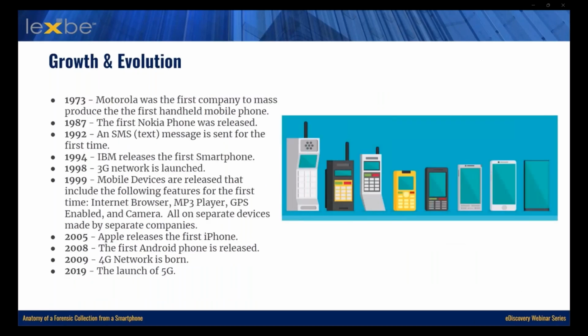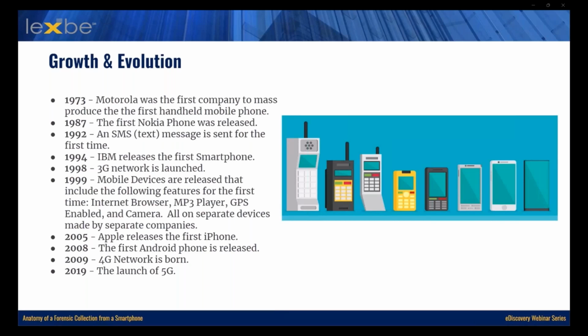So a little bit of background on phones themselves. 1973 was when Motorola was the first company to mass produce the first handheld mobile phone. It was far from a smartphone. We could only make calls. That's it. But it was a big leap in technology at the time. In 1987, the first Nokia phone was released. And we all know Nokias are very known for their indestructibility. So there may still be some Nokias from '87 lying around somewhere. In 1992 is when a text message or SMS message is sent for the first time.